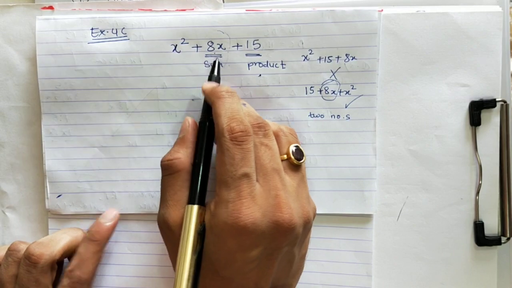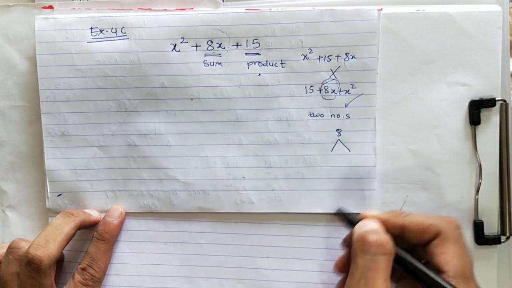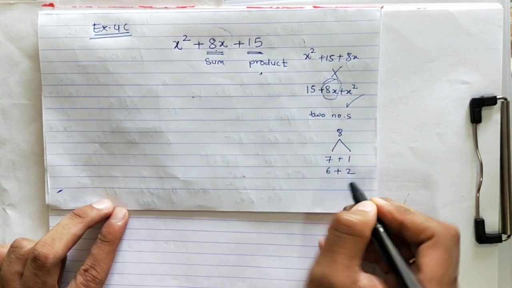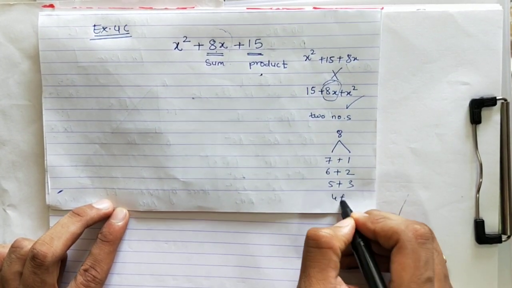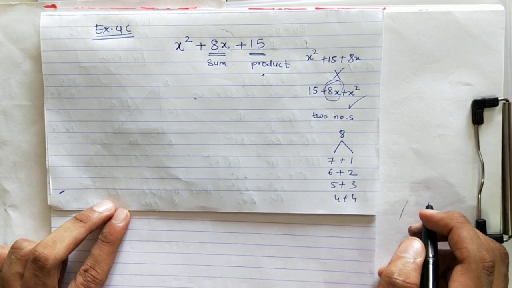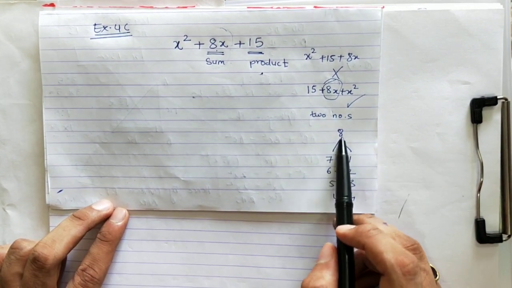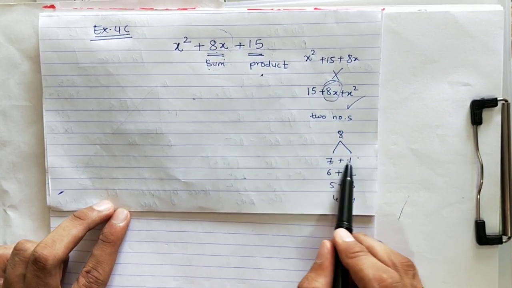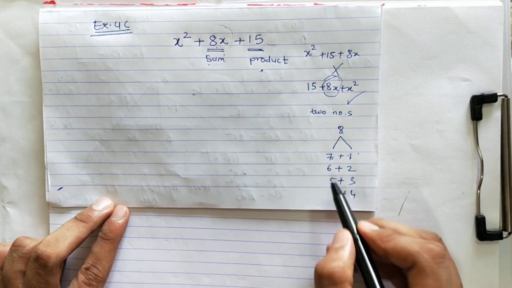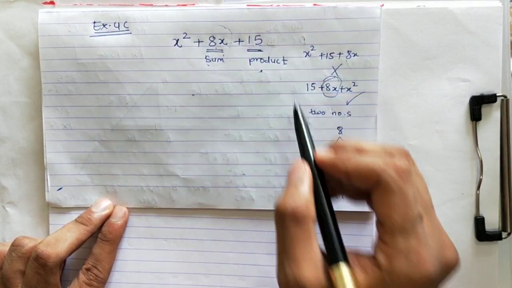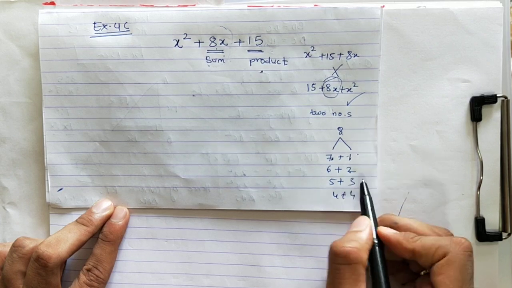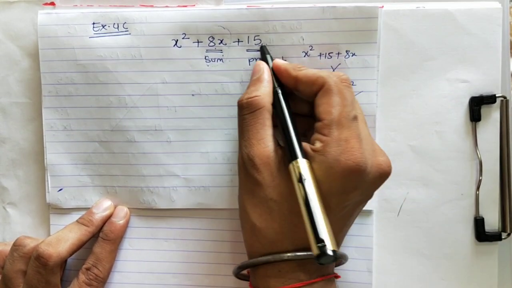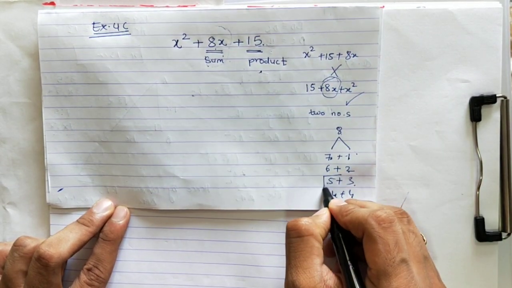So I will split 8. See, how can you split 8? You can write 7 plus 1. You can write 6 plus 2. You can write 5 plus 3, 4 plus 4. This is called splitting 8. If you have to split 8, first condition is done. Second, the product. When you multiply these two numbers, you should get 15. So are you getting 15 here? 7 into 1, are you getting 15? No. 6 into 2 is 12, not 15. 4 into 4 is 16. 5 into 3 is 15. That means I will use this.